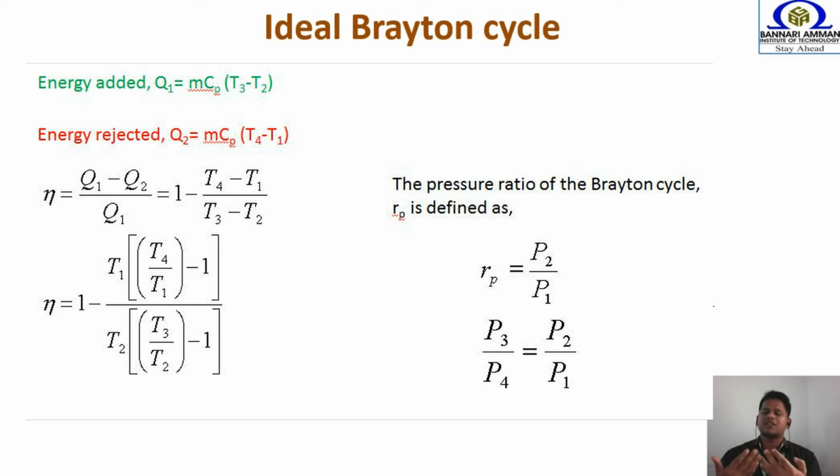So W net is nothing but you can go with WT minus WC, or you can go with QS minus QR. So how can we calculate W net? It's very simple. You can go with WT minus WC, or you can go with QS minus QR. So the only thing is that efficiency is nothing but output by input. Output is W net. What is your input?